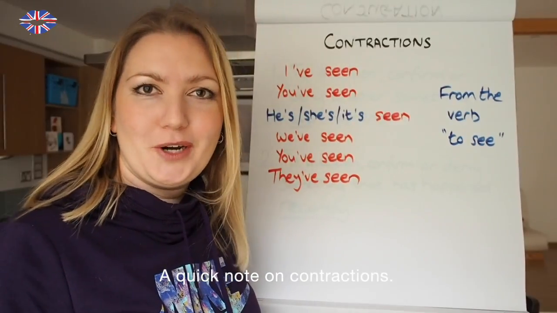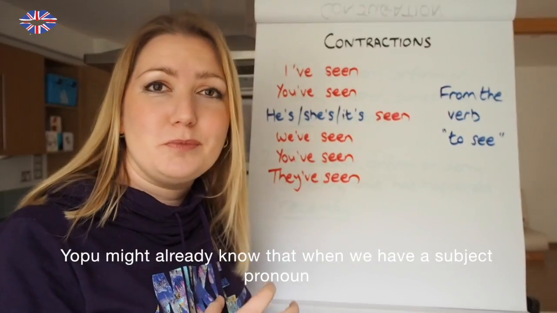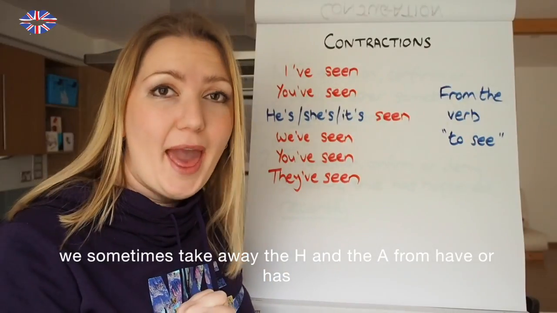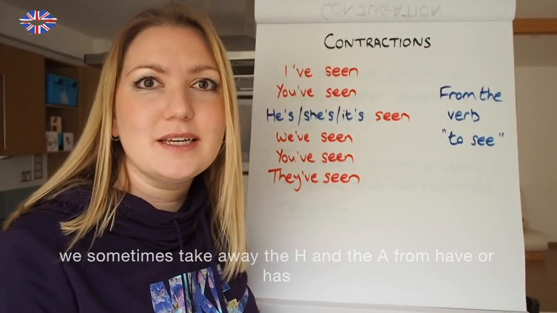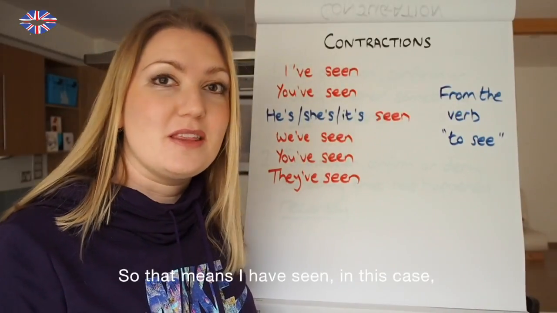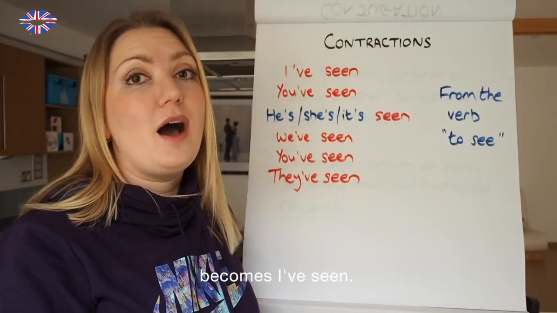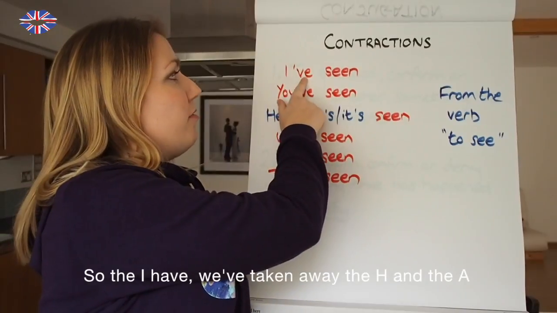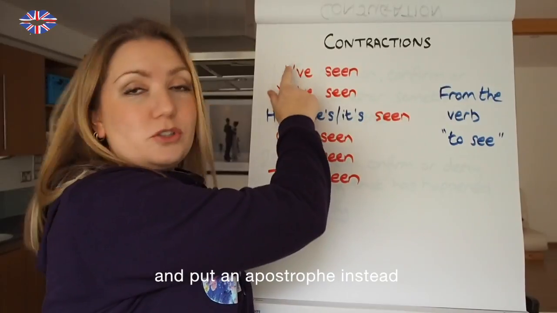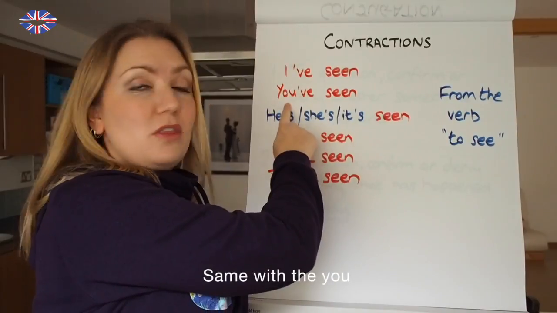A quick note on contractions. You might already know that when we have a subject pronoun and the word have or has, we sometimes take away the H and the A from have or has and replace it with an apostrophe to say that we've removed some letters. So that means I have seen, in this case, becomes I've seen. So the I have, we've taken away the H and the A and put an apostrophe instead. So I've seen.